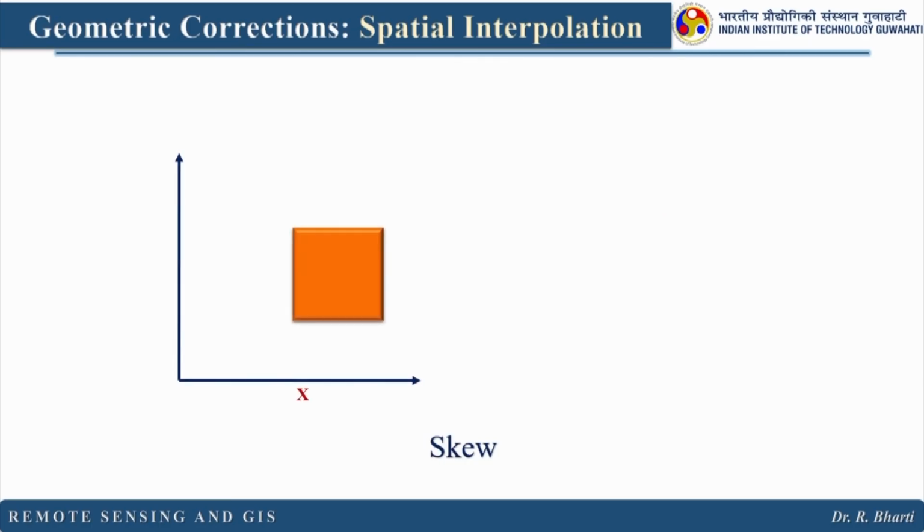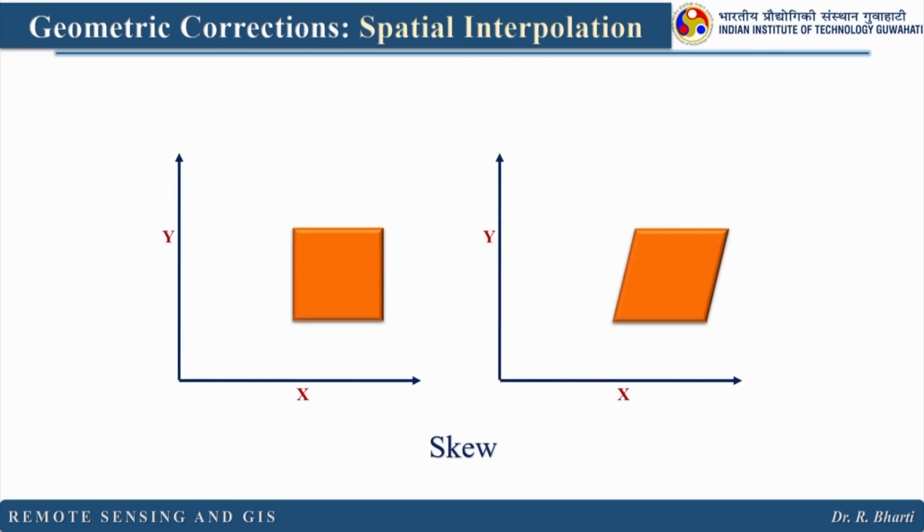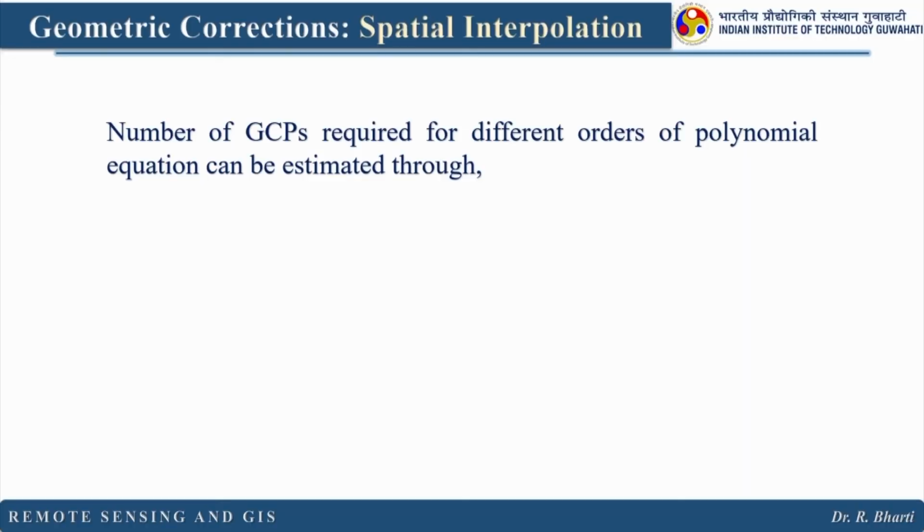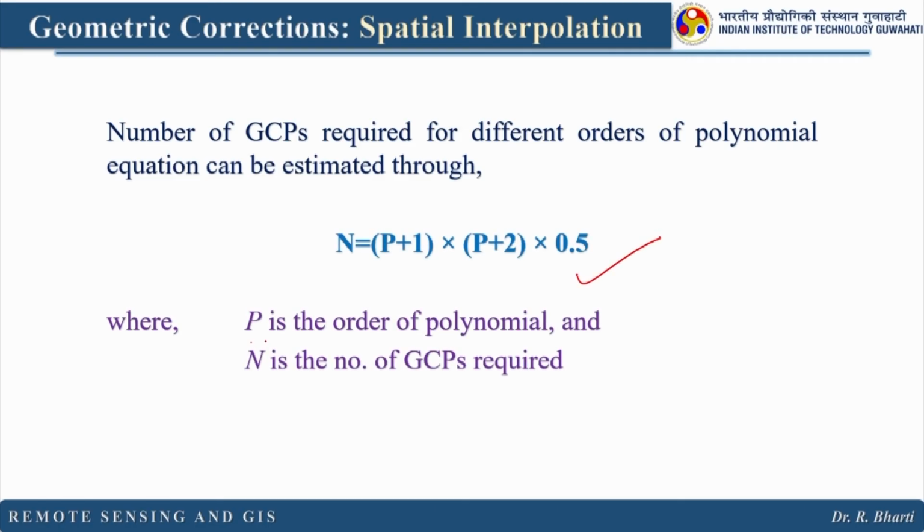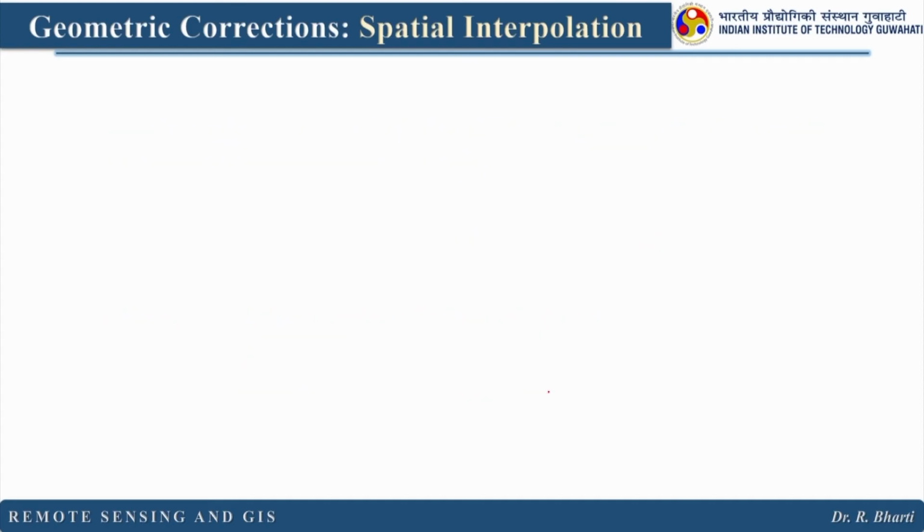So, in skewness, because of the earth also we have seen, so there will be change in the orientation, right. So, you need to understand how these are going to affect your image, and after correction it has to be in its proper shape, size and location, right. So, the number of GCPs required for different orders of polynomial equation can be estimated using this equation. So, you can see P is the order of polynomial and N is the number of GCP required.